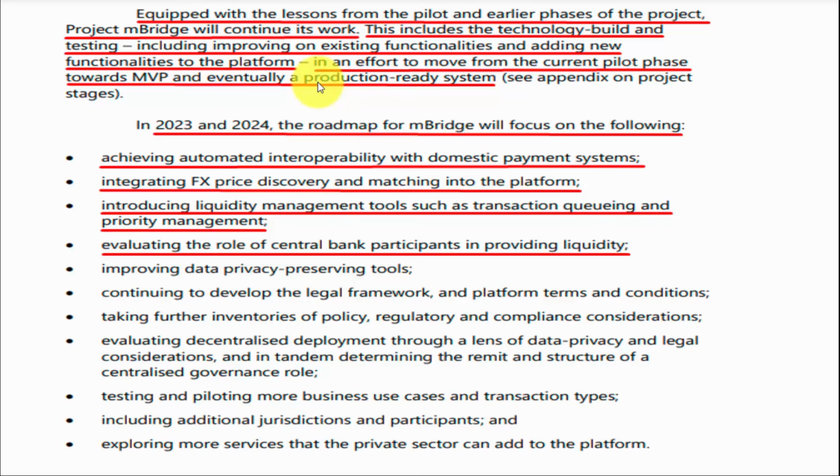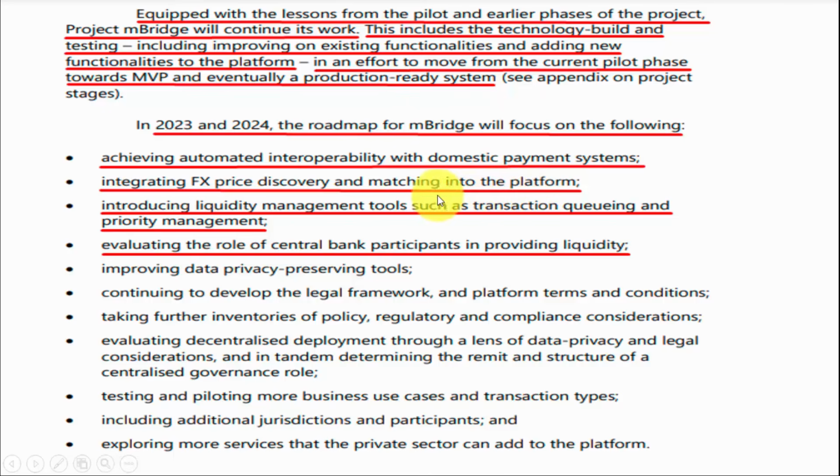So far, do you see anywhere where they are talking about XRP or the XRPL? So in 2023 and 2024, the roadmap for mBridge will focus on the following: achieving automated interoperability with domestic payment systems, integrating FX price discovery and matching into the platform.